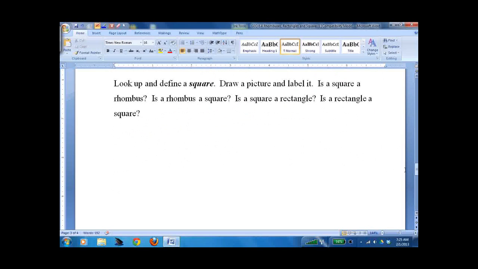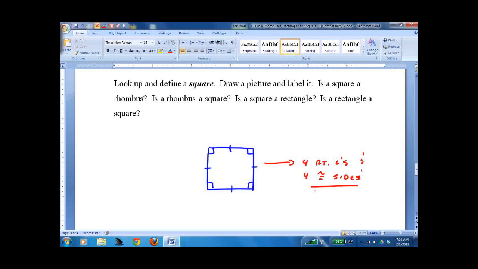How about a square? A square has 4 right angles and 4 congruent sides. Obviously, it's a parallelogram. So everything I just talked about before, 6, 6, 6, 6, applies.